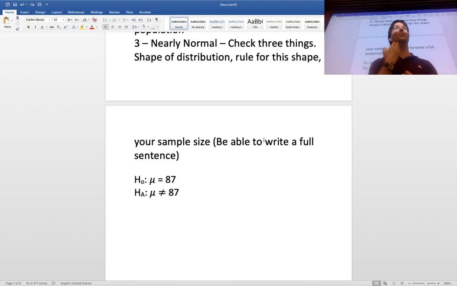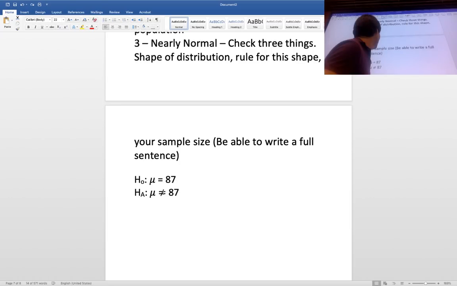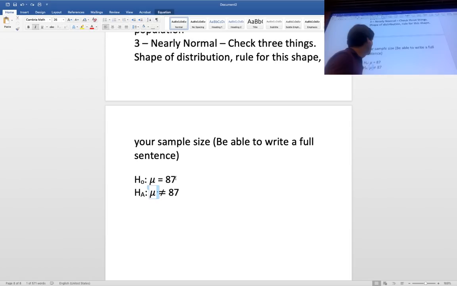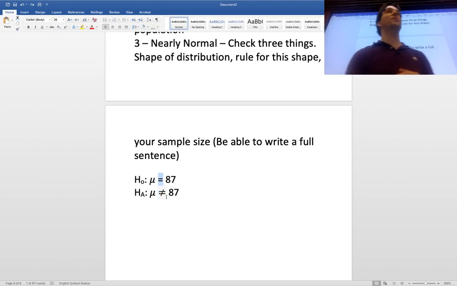The sign. I can't tell you how many tests I see where over here I see y bar, where here I see 85. And I'm like, no, it's just a whole bunch of different numbers. If you put mu here, you put mu here. If you put 87 here, you put 87 here. The null always has the equal sign, and then the alternative sign is based on the question.